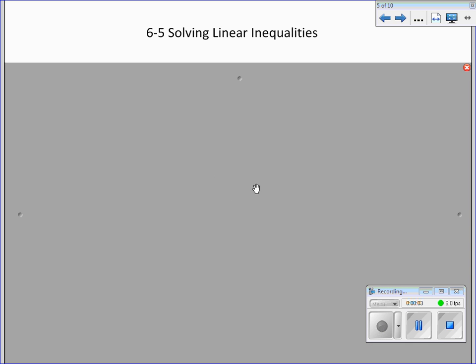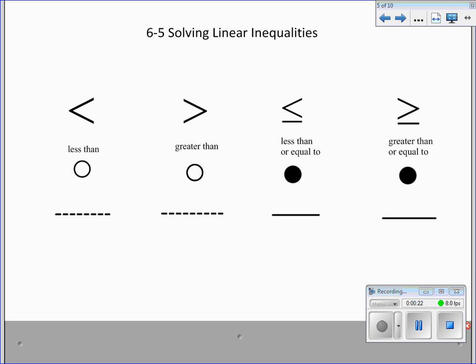Okay, we're going to try this now for algebra, and hopefully this will help give you a refresher course on what we did today in class. Today we talked about 6-5, solving linear inequalities. We're going to be solving these by graphing.